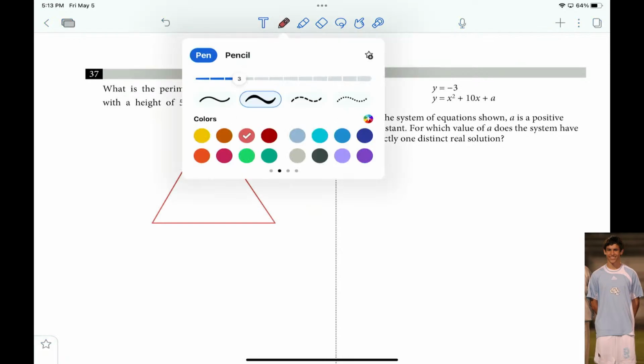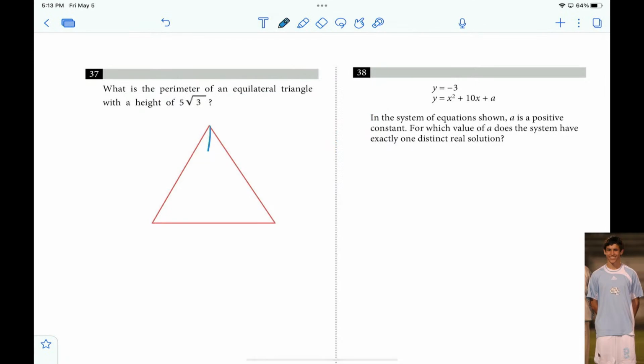So I'm going to draw that. I'll do it in a different color. So the height right here is going to be 5 root 3. That line is so bad. Let me redraw that. That would bother me.